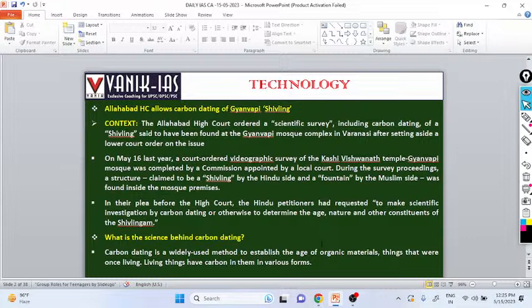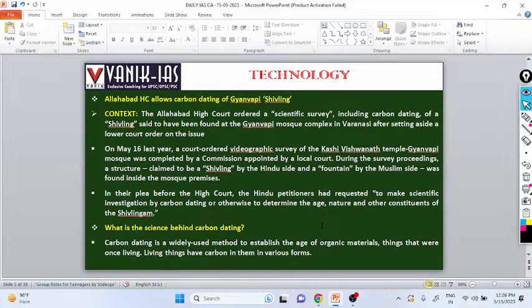In their plea before the High Court, the Hindu petitioners requested a scientific investigation, by carbon dating or otherwise, to determine the age, nature and other constituents of the Sivalinga. What is the science behind this carbon dating? Carbon dating is a scientific method of determining the age. Carbon dating is a widely used method to establish the age of organic material, things that were once living. Living things have carbon in them in various forms. Okay.